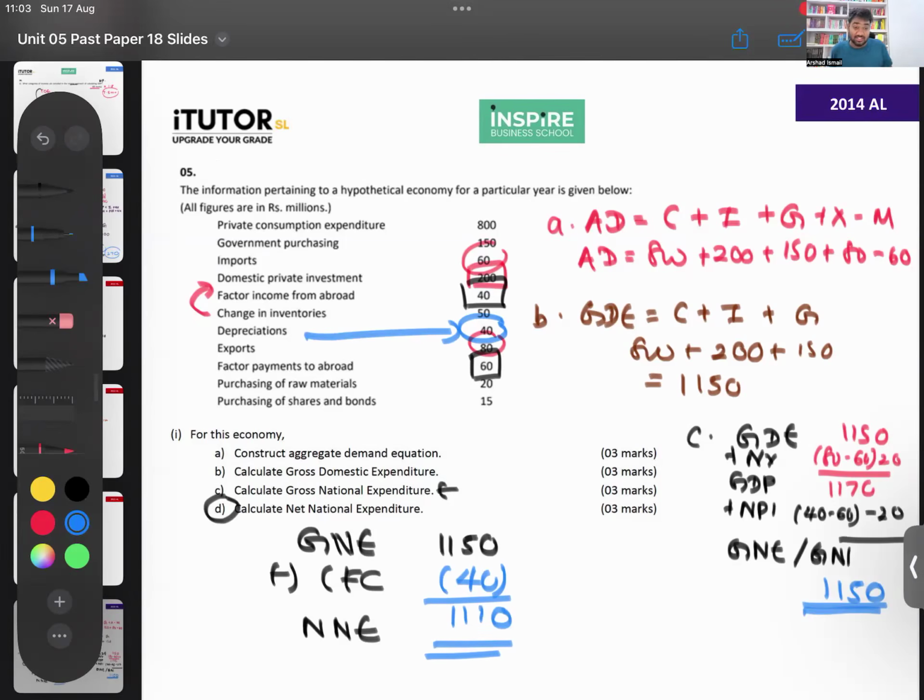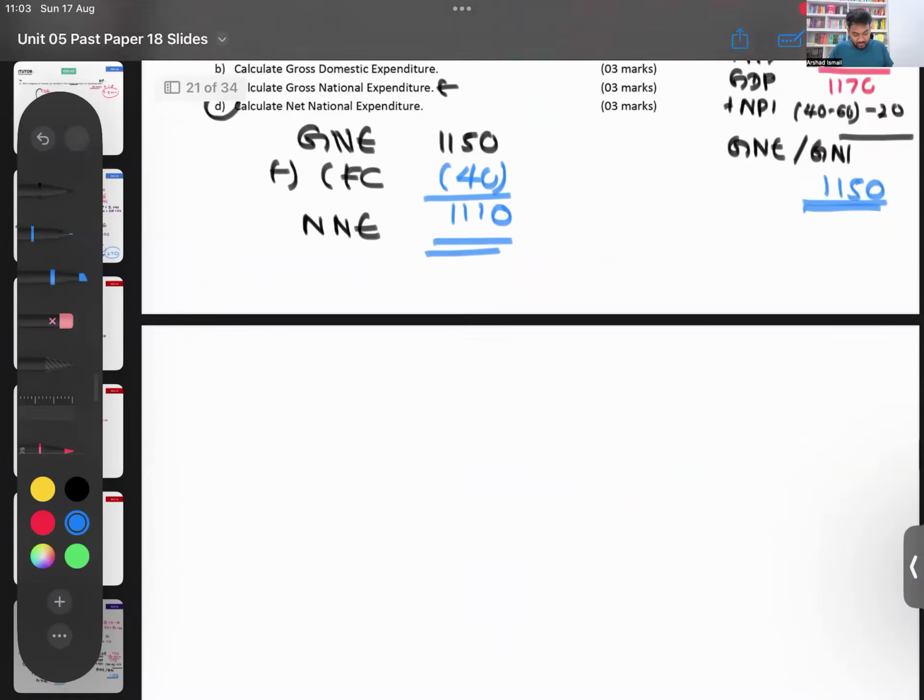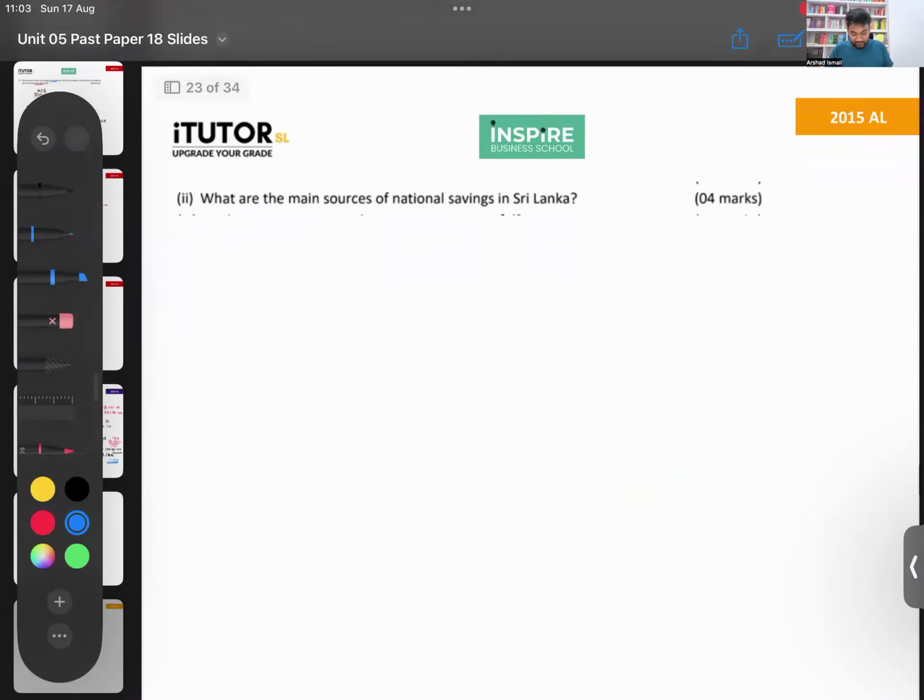Net national expenditure. That's a 12-mark question. I don't think your paper will give you 12 marks like this, but maybe each of these for 2 marks could be a possibility. Not for 12. Right. That's 2014.